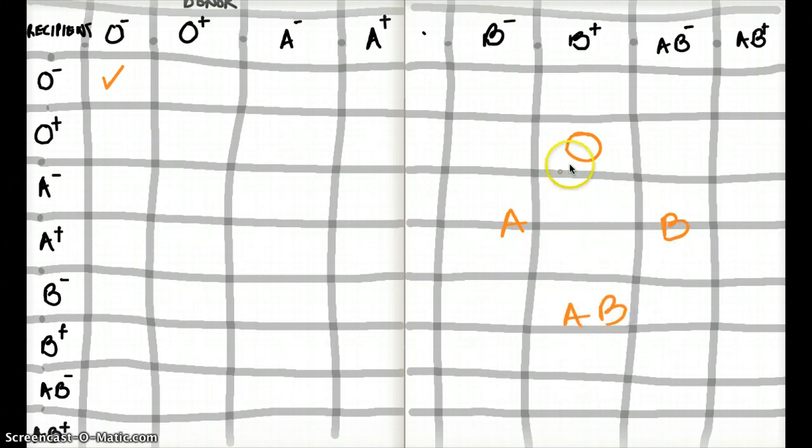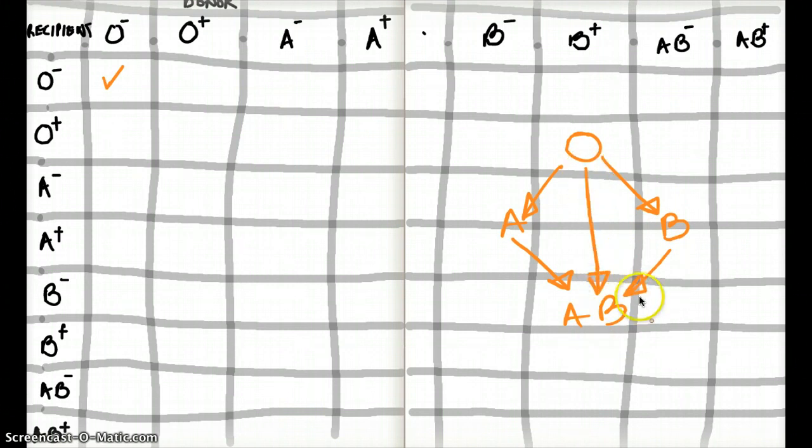So it's an easy way to find out who you can give blood to. So O you can give to A, O you can give to AB, and then you can give blood group A to AB, you can give blood group B to AB, and you can give blood group O to AB.